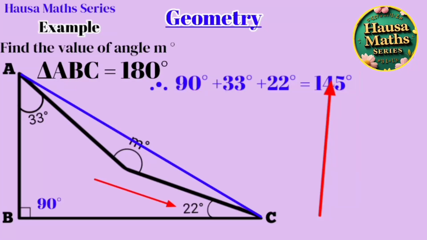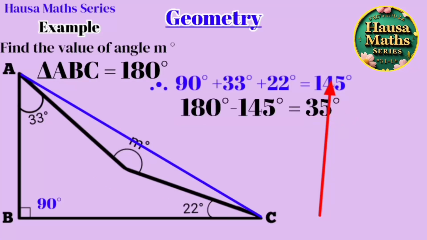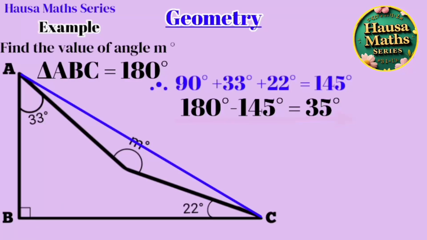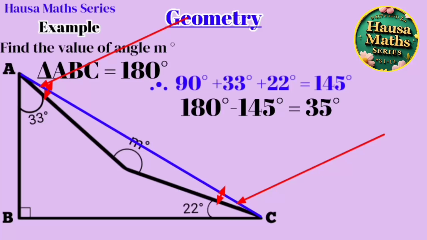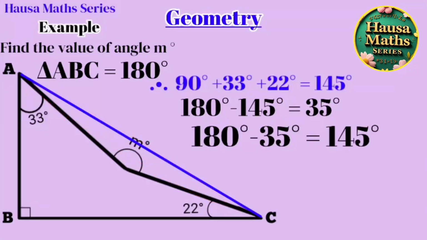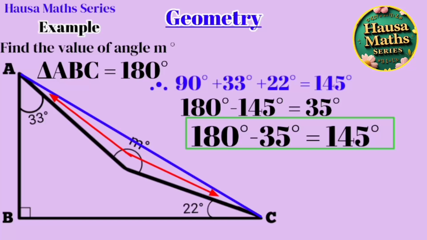So where is the remaining value? It is 35 degrees, because 180 degrees minus 145 is exactly 35 degrees. Where are we going to get this 35 degrees? It's attached to the remaining small portion here and here. So 35 is here and here. We always know that this is a small triangle that we formed, and every triangle has 180 degrees. Then 180 degrees minus 35 degrees gives us 145.